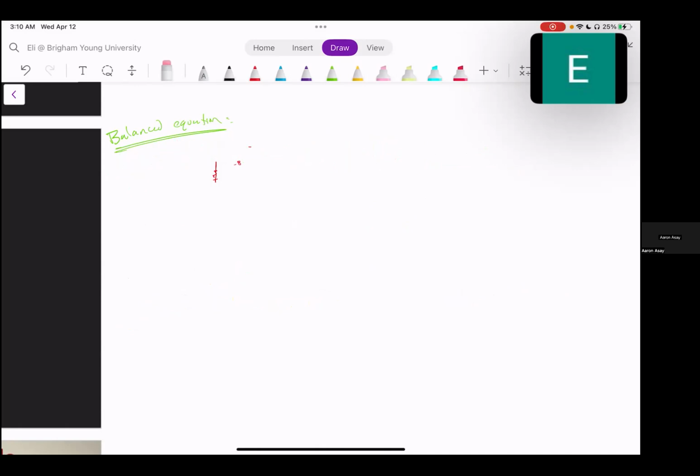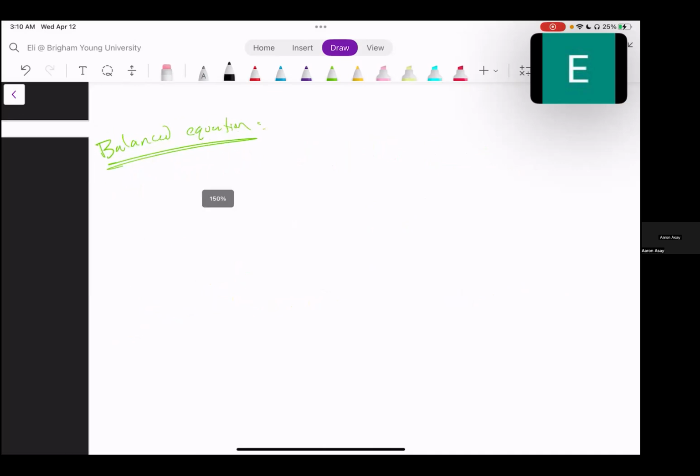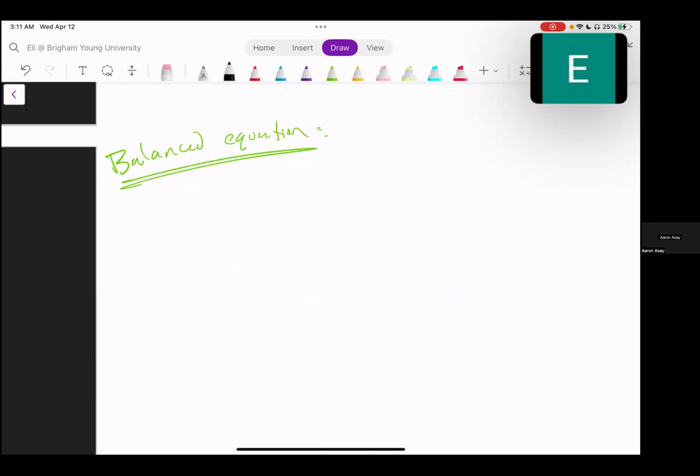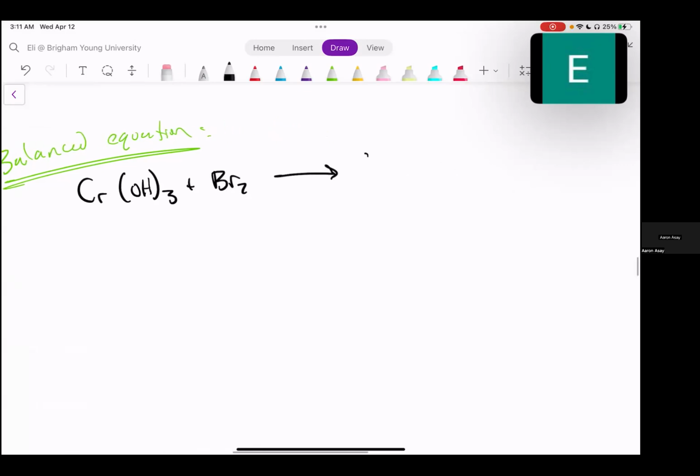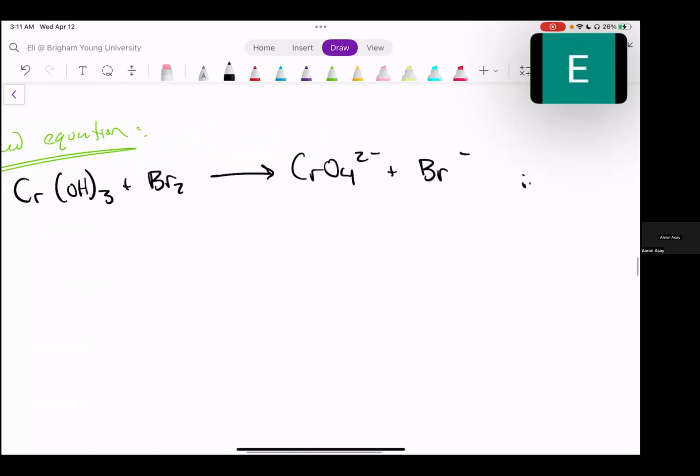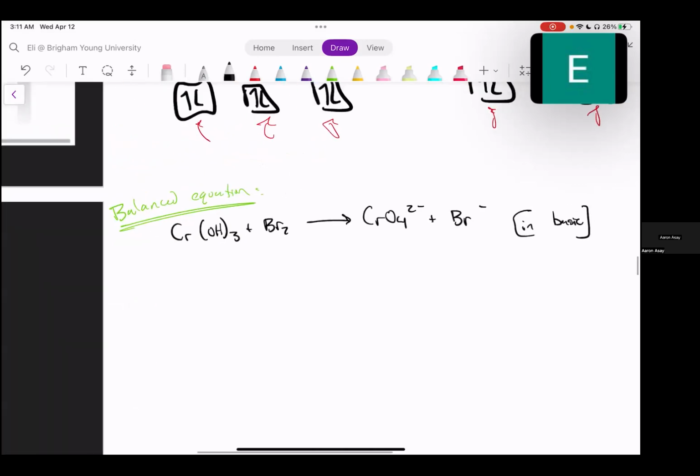All right. So for our next example, let's do chromium 3 plus Br2. That's going to be going to CrO4 2 minus plus Br minus in basic conditions.